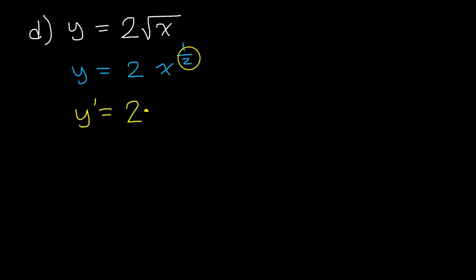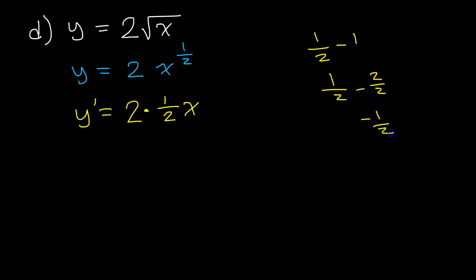Now the power rule, we're going to move that exponent to the front. So this will become 1/2 x. And now we have to subtract 1 from the exponent. So off to the side over here, if I have 1/2 minus 1, of course that's 1/2 minus 2 over 2. That's going to be negative 1/2. So I'm going to have x to the negative 1/2 power.